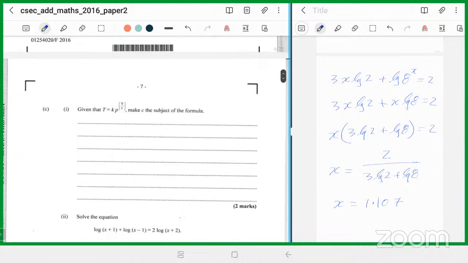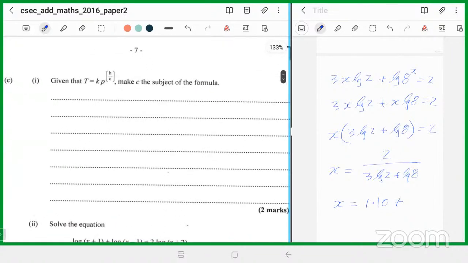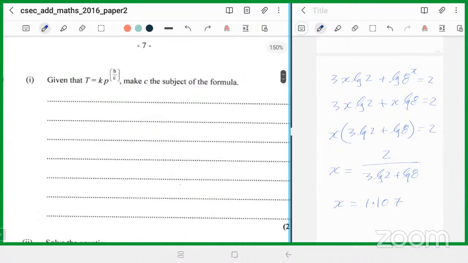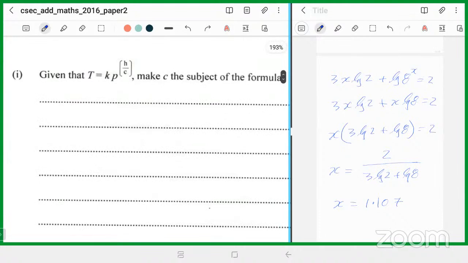Next question. This one, they want us to make C the subject. So we get this C from out the power. First thing I'm going to do, I'm going to move this K, divide it under here, and I'm trying to reduce this side. So I'm going to get T over K equals P to the H over C.